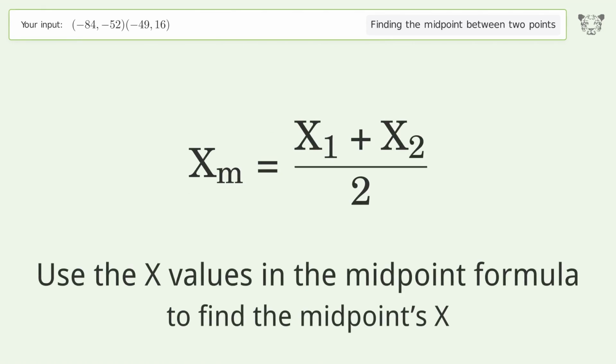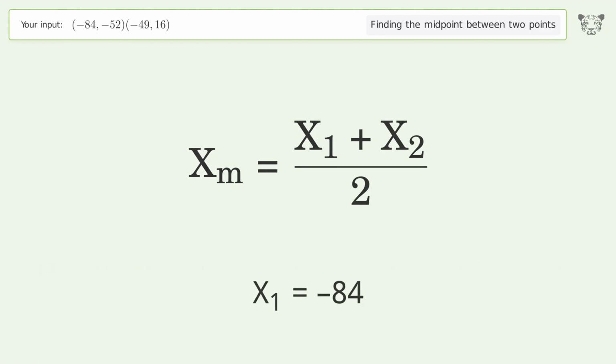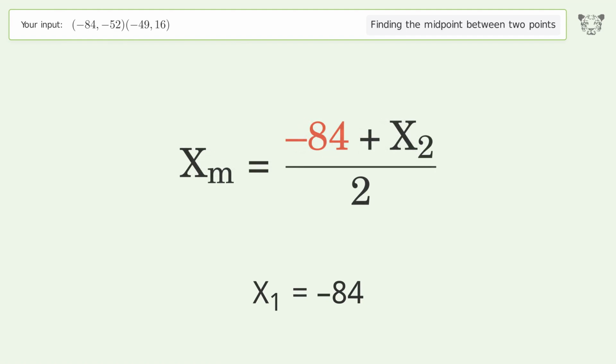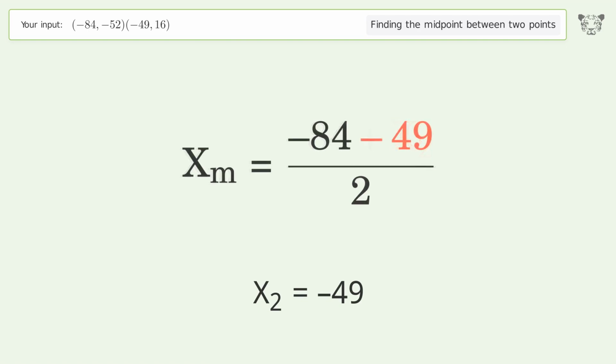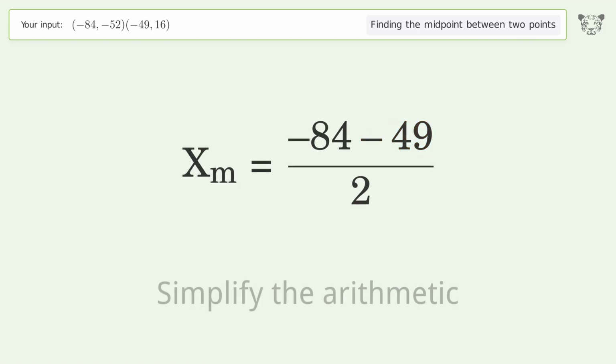Use the x values in the midpoint formula to find the midpoint's x. x1 equals negative 84. x2 equals negative 49. Simplify the arithmetic.